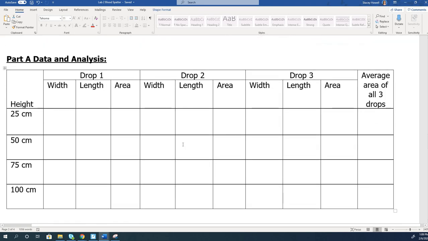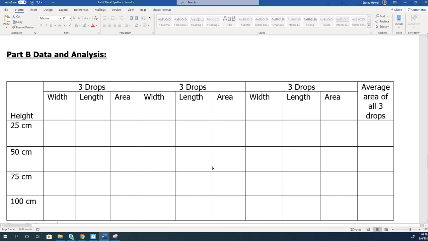This is for part A. For part A, you're going to do the width, the length, and find the area for all 3 drops. They're all at 90 degrees, so we don't need to find the angle of impact. Then you're going to take the average: once you get the area, you take this area plus this area plus this area, divided by 3 to get your average, for each height.